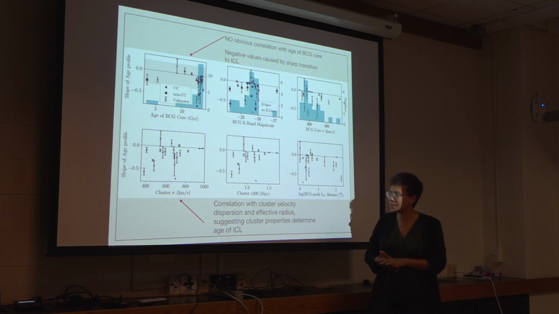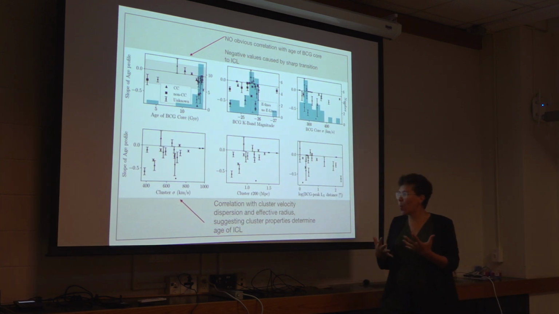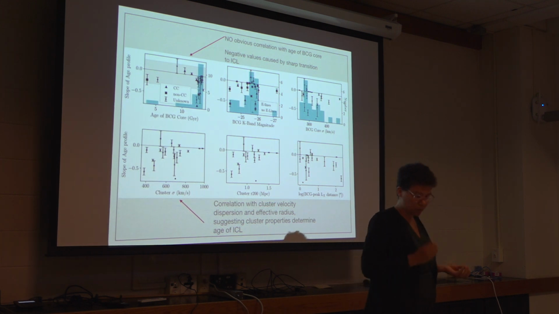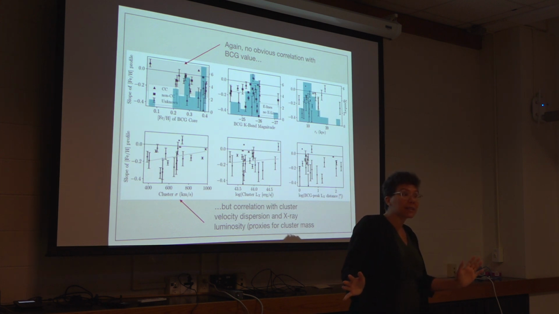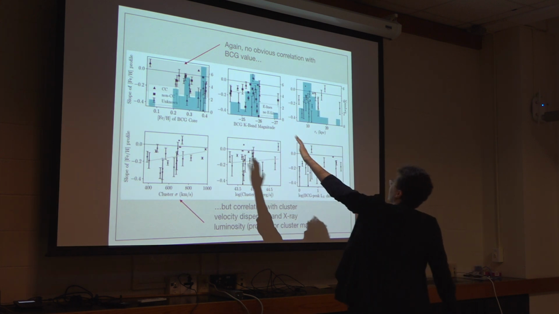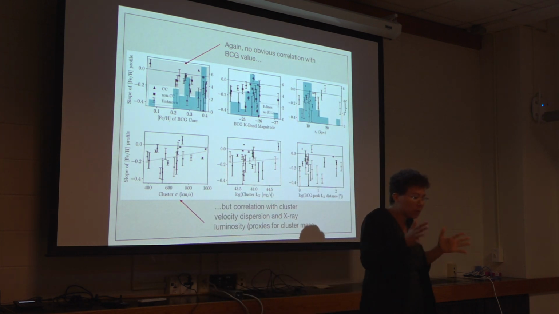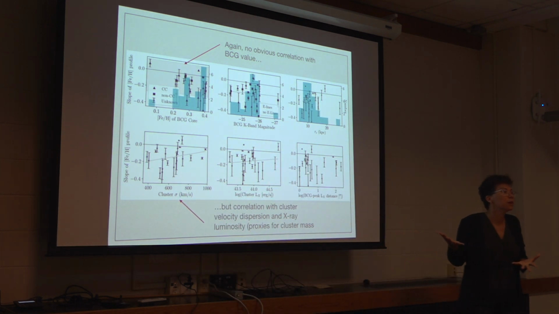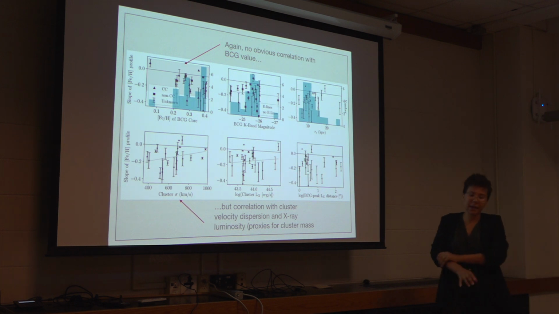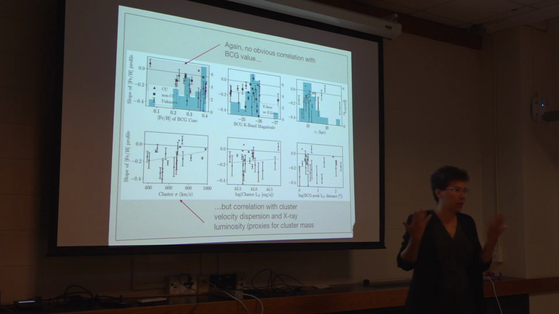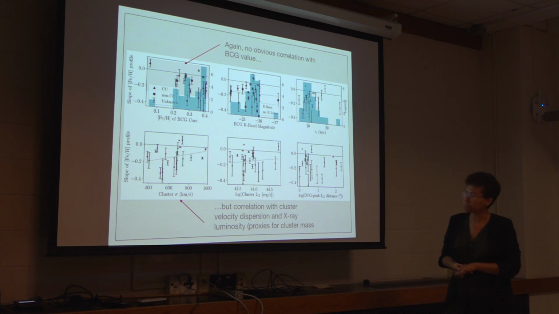and the effective radius, which suggests more of the cluster properties determining the age of the ICL rather than BCG properties determining the age. We do the same thing for metallicity slopes, looking at properties of the BCG on top and properties of the cluster on the bottom. And again, we find no obvious correlation with BCG values. So the slope of the metallicity profile doesn't seem to care about what the BCG is like.